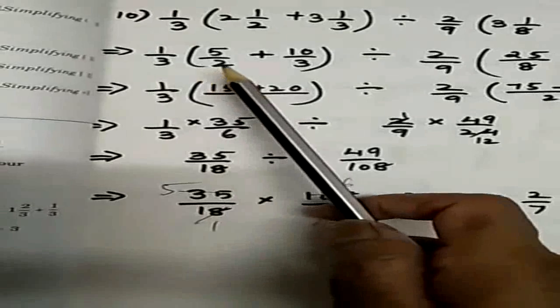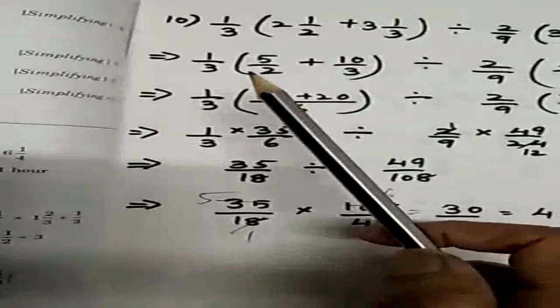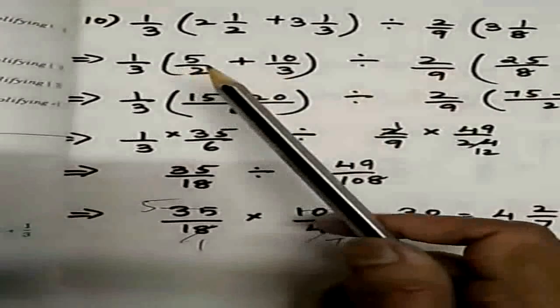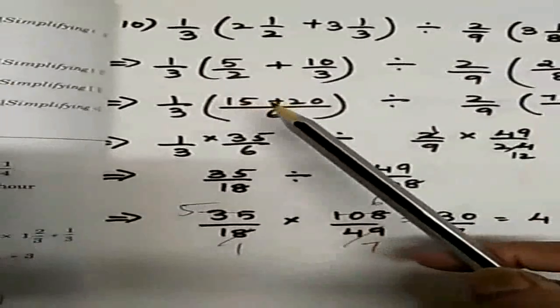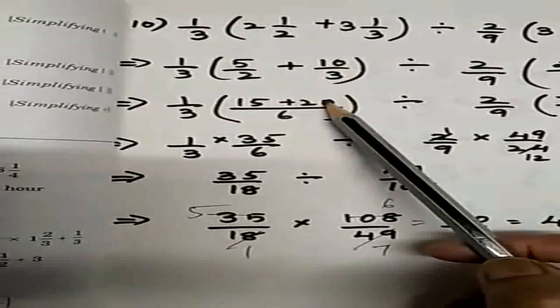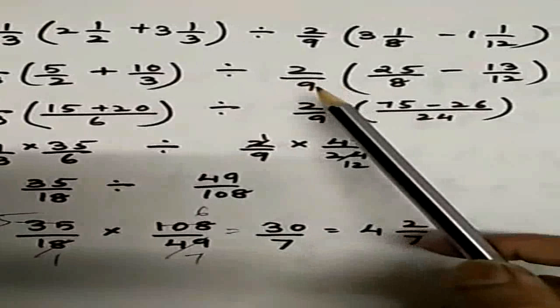Now with this 6, divide the denominator. 6 divided by 2, what answer do you get? 3. 3 into 5 is 15. 6 divided by 3, what answer do you get? 2. 2 into 10 is 20. Plus, now 2 by 9.